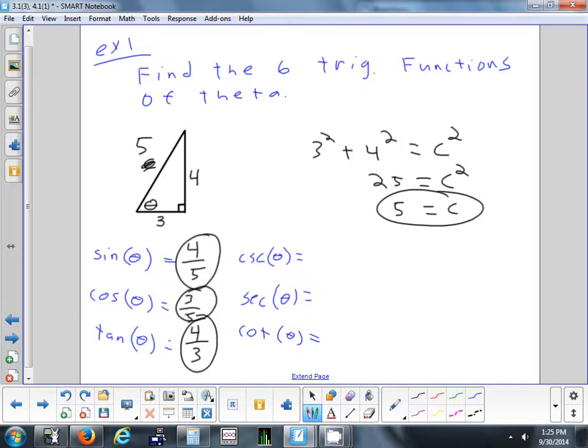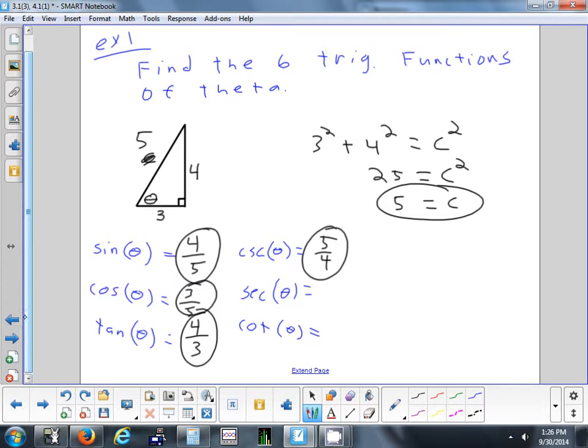Emma, what would the cosecant be? 5 over 4. Good. Okay, Cassandra, the secant? How'd you get that? How'd you get 5 over 3? So when you said 5 over 3, you are right. But how did you do that? Flipped. Yes, you flipped the cosine. 5 over 3. And the cotangent, I'll do that one, it's 3 over 4.